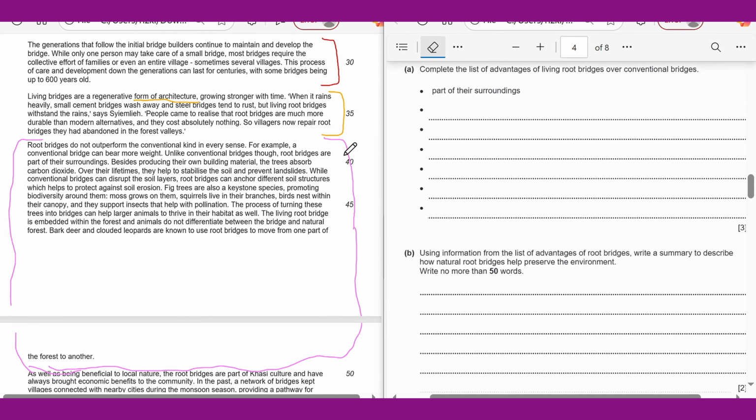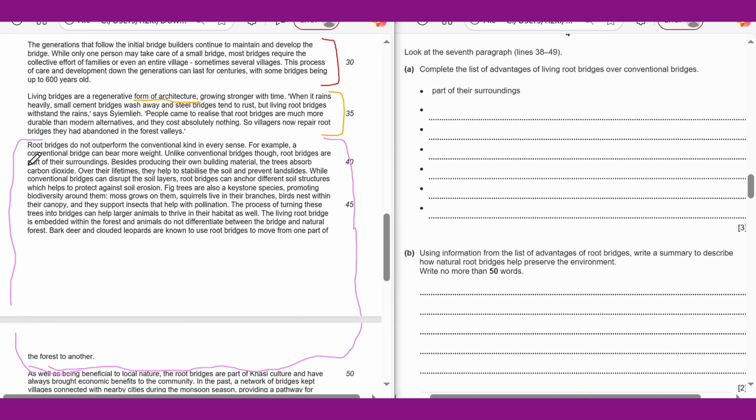Look at the 7th paragraph, lines 38 till 49 here. Complete the list of advantages of living root bridges over conventional bridges. One is given for you, part of their surrounding. From here we have to obtain 1, 2, 3, 4, 5, 6 more. Okay, 10 seconds for you. So this is the part of their surrounding. It's already used, so you have to find another one in here. Okay, if you need some more time, please pause the video.